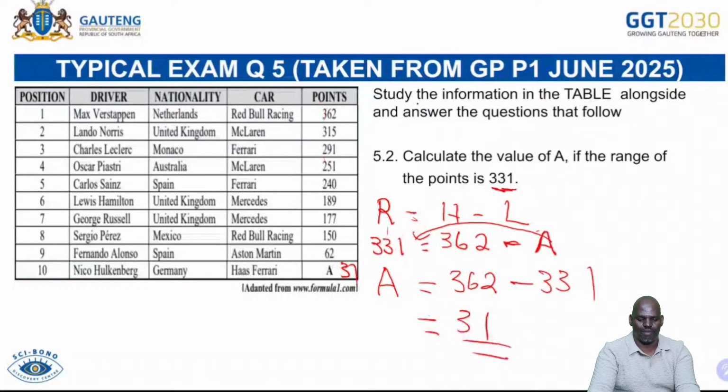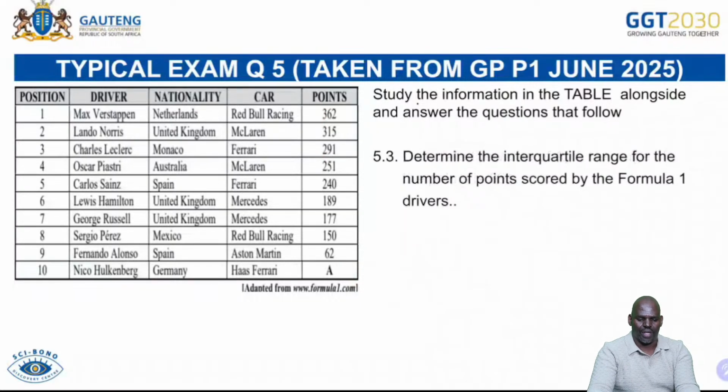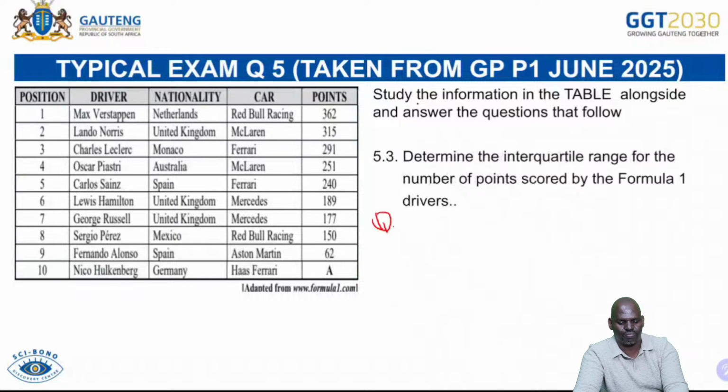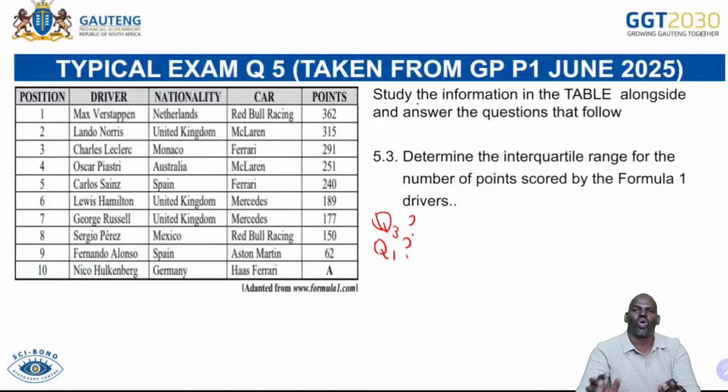Okay, that was number 5.2. And then number 5.3 is determine the interquartile range for the number of points scored by Formula One drivers. Determine the interquartile range. Now we know that for the interquartile range, what do we need? We need to know what quartile 3 is and what quartile 1 is. So the only way that we can determine interquartile range is to first determine quartile 3 and also quartile 1. Okay, so where do we start?